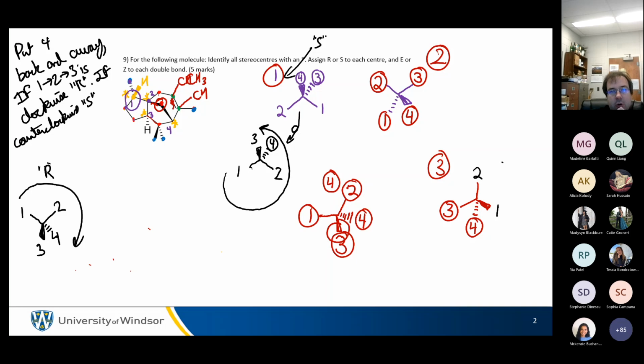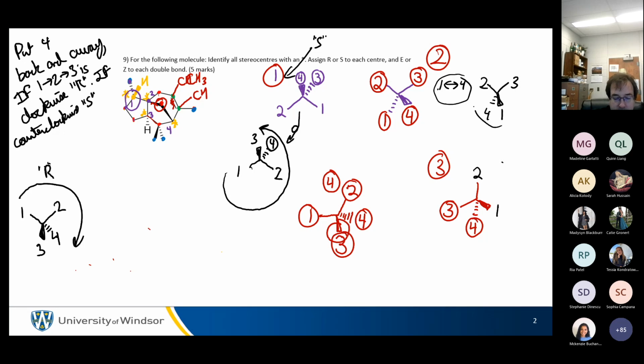Number 2 is the same issue. Number 4 is pointing towards me. Now here what I can do is I can do my switch rule thing. I can do 1 switches with 4. If I do that, 4 is pointing back, 1 is pointing out. 2 and 3 haven't moved. I note that I have done 1 switch.